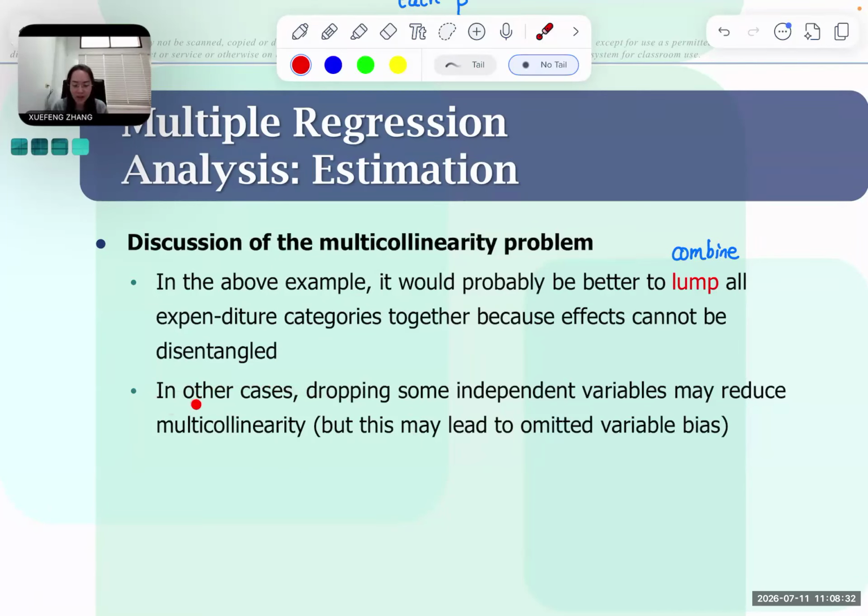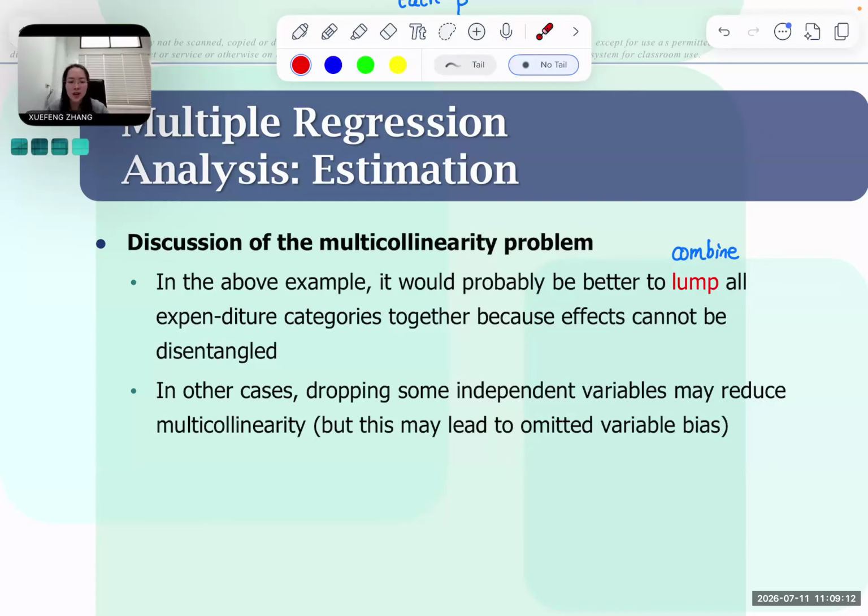Second one, in other cases, you could try dropping one of the correlated variables to reduce multicollinearity, but there's an important warning in parentheses: this may lead to omitted variable bias. This brings us right back to the omitted variable bias problem we just learned. If that dropped variable actually belongs in the true model, you've traded one problem for another.